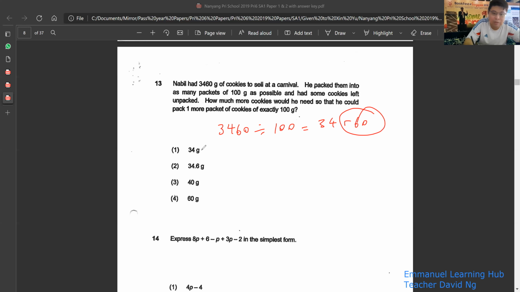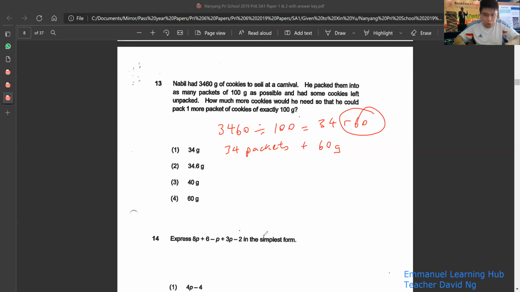Yes. Correct. So he has 34 packets right now, plus 60 gram of cookies. How much more cookies would he need so that he could pack one more packet of exactly 100 gram? What do you think is the answer for 13?